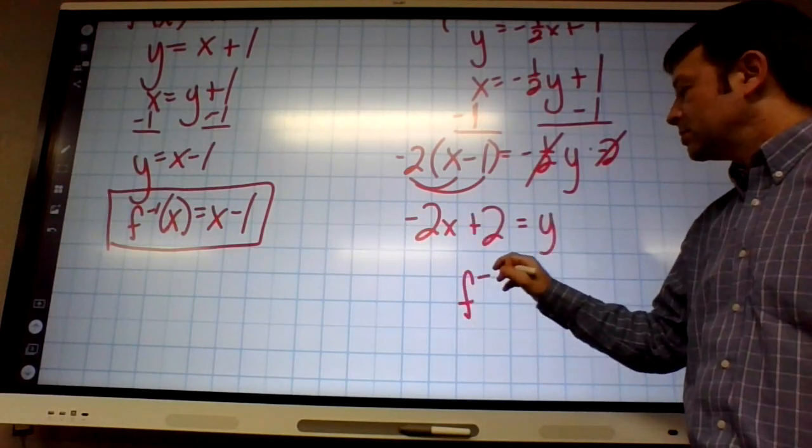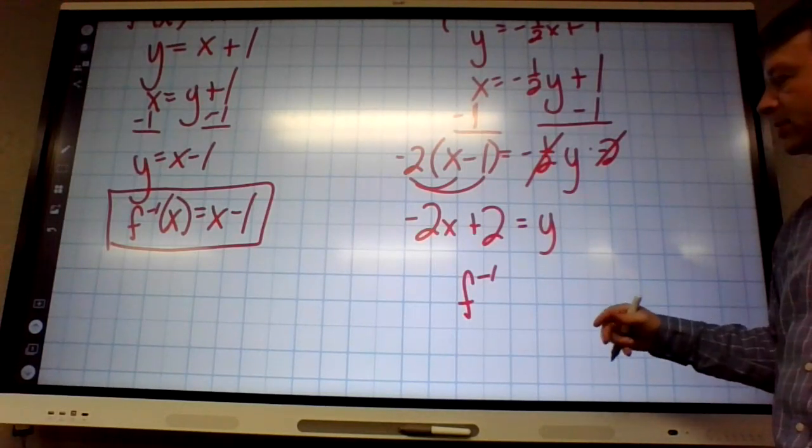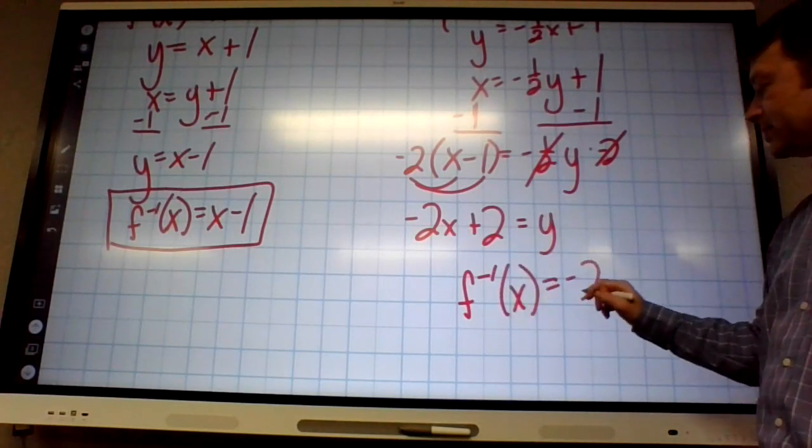Where'd you get negative 2 from? I was just talking about it. You divide by negative 1/2, which is like multiplying by negative 2. So, yeah, that's it.